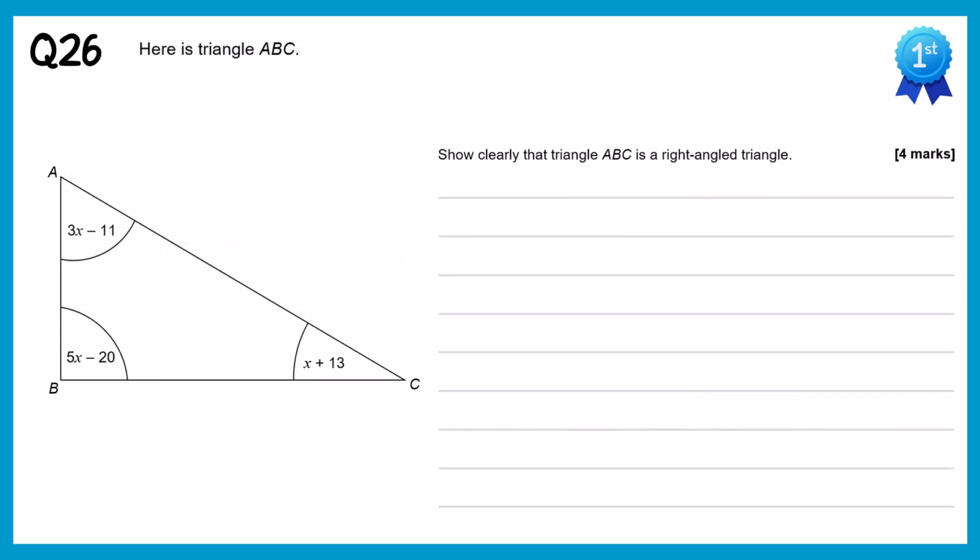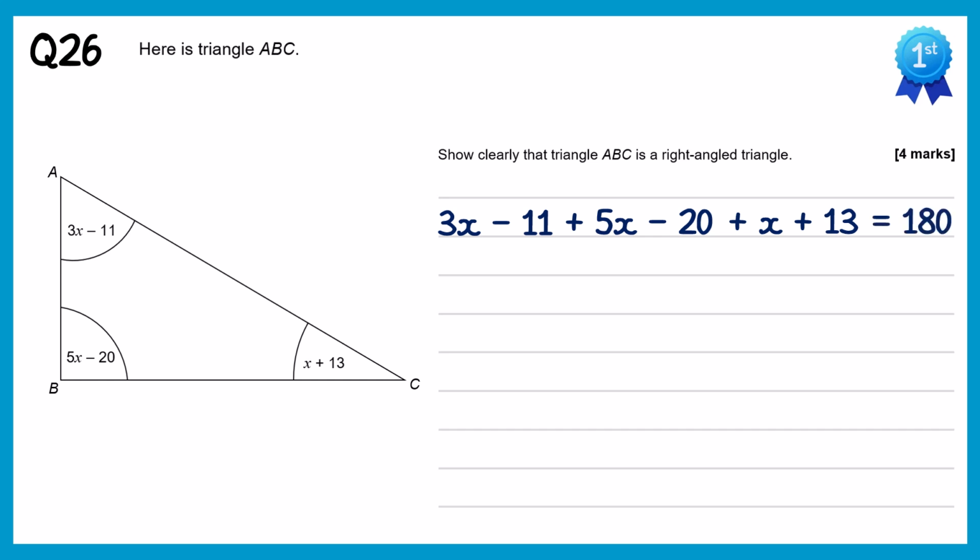In this question, we need to show that the triangle is a right-angled triangle. You should know that the angles in a triangle always add up to 180 degrees. So let's add up these angles. The first angle is 3x subtract 11. If we add the second angle, that's 5x minus 20. And the third angle is x plus 13. If we add up all of these angles, we must get 180.